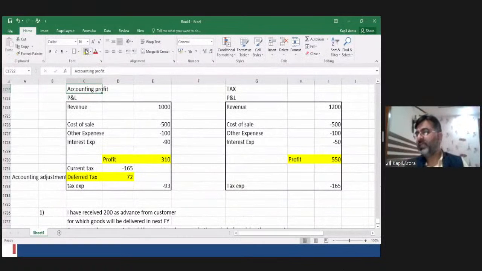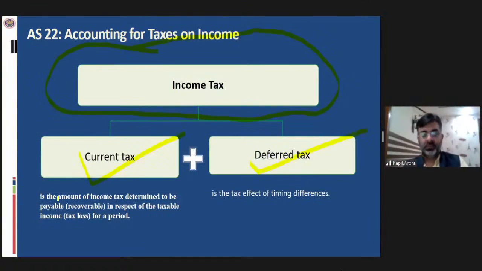Is the meaning of deferred tax clear to all? So if we go back here, what is the tax? Current tax is the amount of income tax determined, which is payable or recoverable for the taxable income or loss for the period. Whereas deferred tax is nothing but the accounting adjustment of the tax effect for the timing differences.